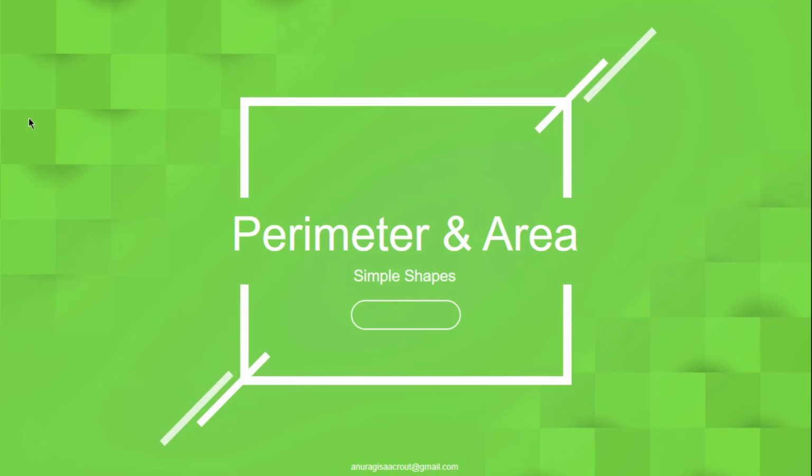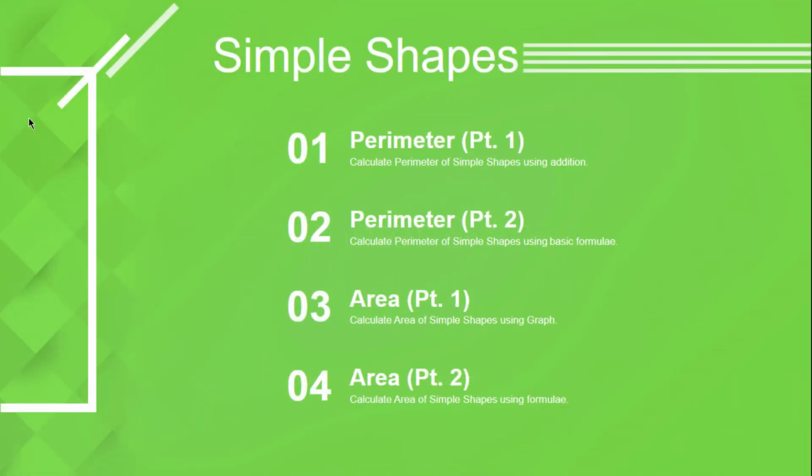Today we are going to look at a new lesson and we will be beginning with the chapter perimeter and area. Okay, this is all based on simple shapes. For this series, we will be looking at the following topics. The first one being perimeter, where we calculate the perimeter of simple shapes using addition. The second part, we will calculate the perimeter of simple shapes using basic formulae. The third one will be about calculating area of simple shapes using graph. And the final one will be about calculating the area of simple shapes using formulae.